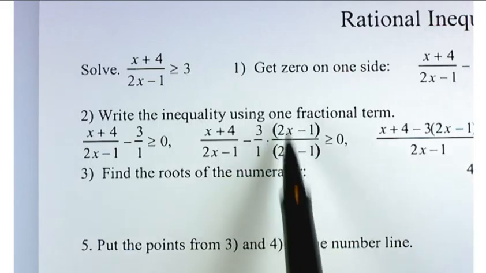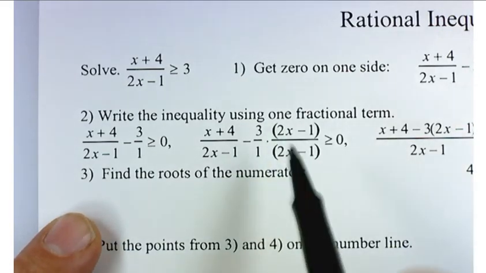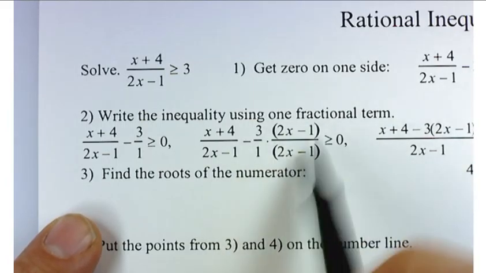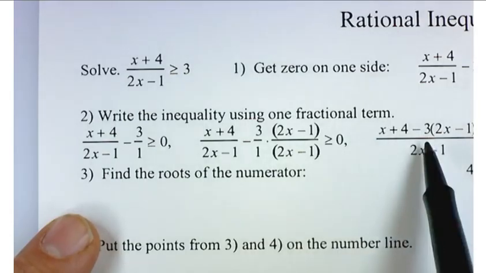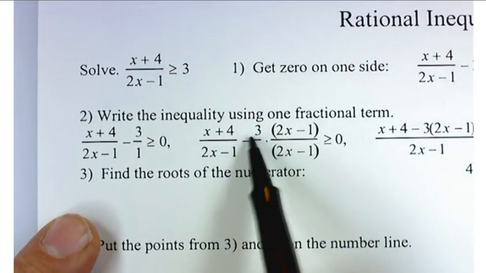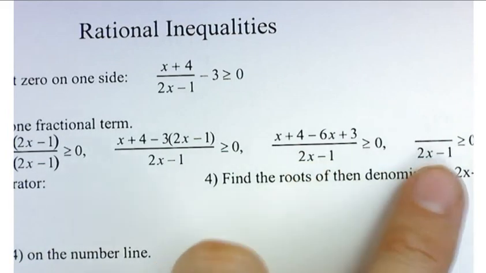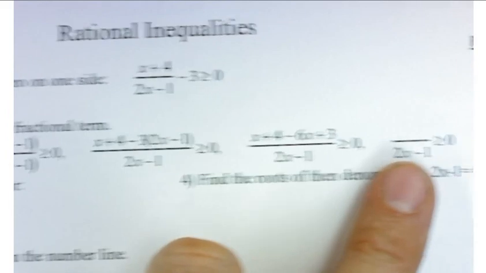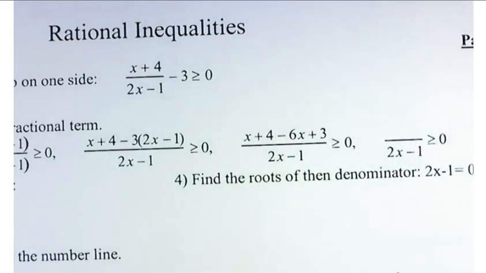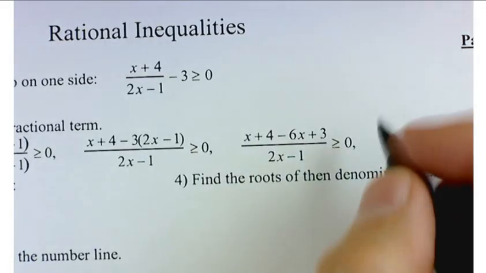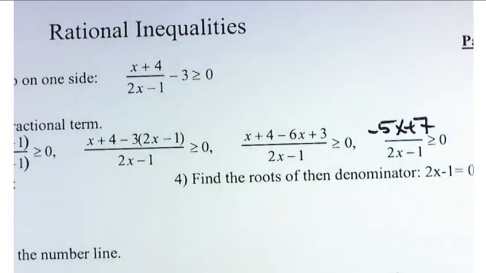So I'll multiply this by 2x minus 1 over 2x minus 1. Effectively, this is multiplying by 1. So I'm not changing the value of this. In doing that, if I distribute a negative 3 and collect like terms, what would I get in the numerator of this fraction? Negative 5x plus 7. Thank you.